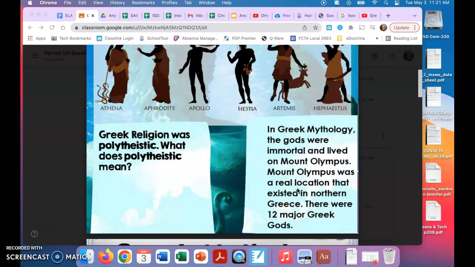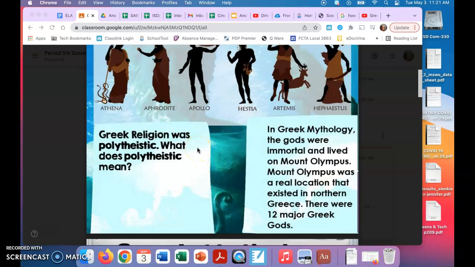On the right-hand side here, in Greek mythology, the gods were immortal and lived on Mount Olympus. Mount Olympus was a real location that existed in northern Greece. There were 12 major Greek gods. On the left-hand side here, Greek religion was polytheistic. What does polytheistic mean? So think about that.